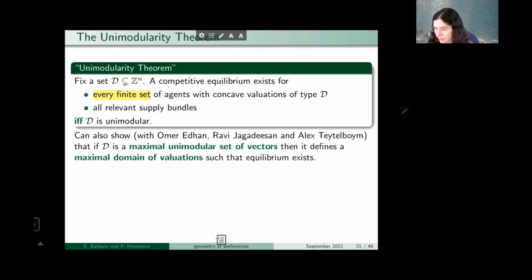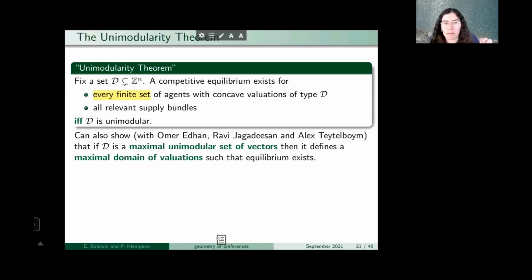And we can also show, we didn't think about this, Paul and I, when we were thinking about this paper, but of course, as we saw with Alex yesterday, there's the really important question of whether you've got maximal domains of valuations that equilibrium exists for. And so we can also show that if our set D is a maximal unimodular set of vectors, then it defines a maximal domain of valuation such that equilibrium exists.